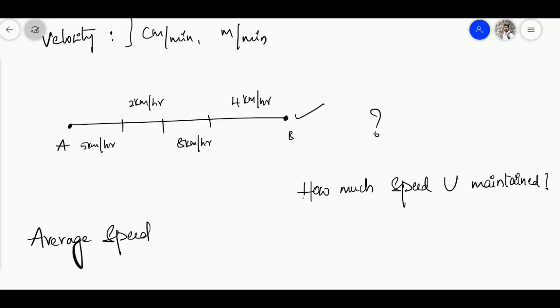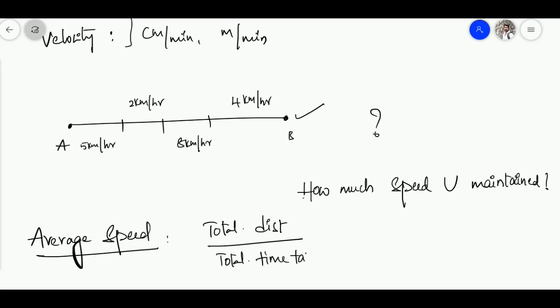a new term comes, average speed. So you just calculate what is the total distance you covered from A to B, divided by the total time taken for the journey.